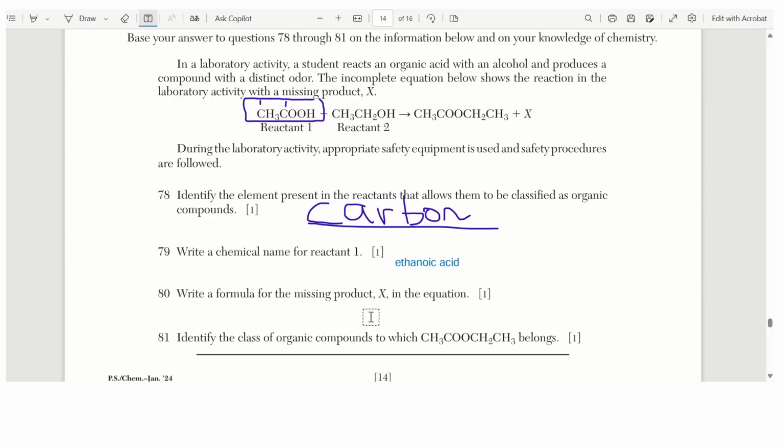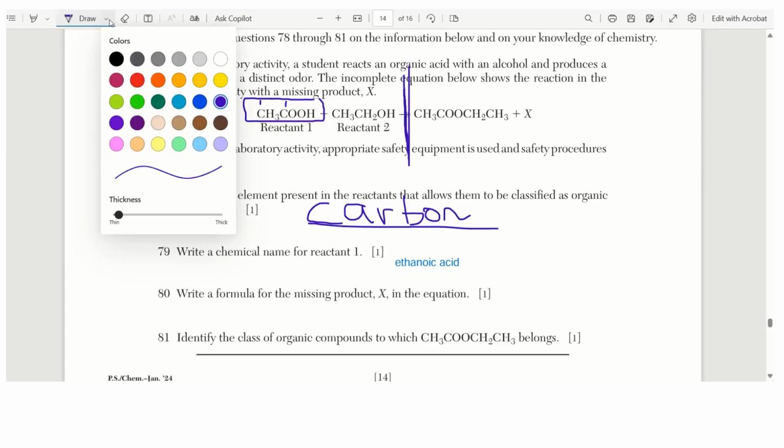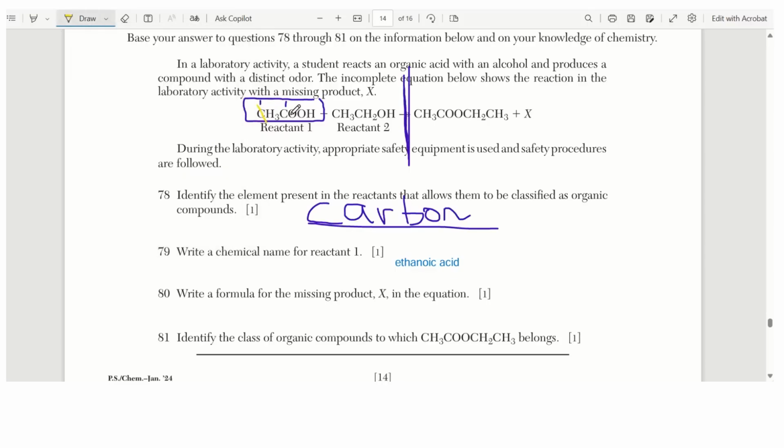Number 80, write a formula for the missing product X in the equation. So I've got to figure out what's missing, right? So here is where the 2 sides of the equation are. Let's start with this. Let's count carbons. 1, 2, 3, 4, right? How many on this side? 1, 2, 3, 4. Oh, okay, so I'm not missing any carbons.